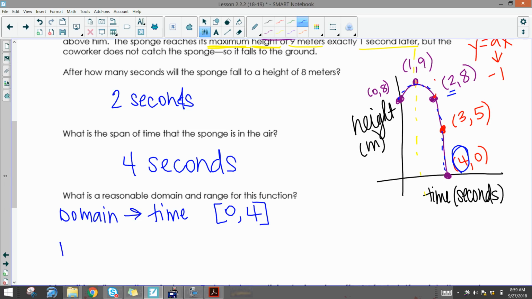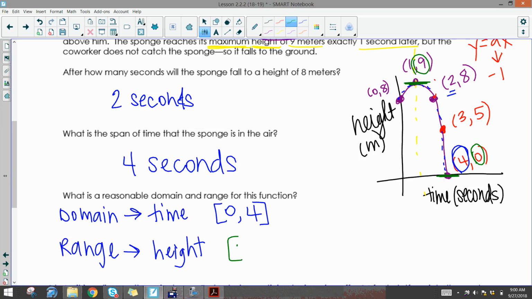Now for your range is talking about height. Okay, now we're always going smallest to biggest. So if you think about the smallest height of this is down here at 0 when it's on the ground. The highest height is its maximum at 9. So my height goes from 0 up to 9. That's the span that this will cover. It goes from 0 to 9. You don't want to do 9 to 0. You always want to do smallest number on the left to biggest number on the right. Okay.